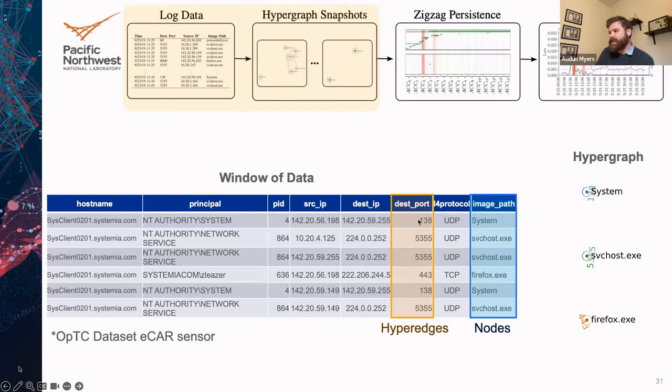Destination port 138 is paired with system, and then paired with system again, so it's just a single hyperedge of 138 paired with just system. Same for 5355 and SVC host, and 443 and the Firefox executable. So you can see it's a really simple hypergraph, but this is how it's formed. And when you use more data, they have more unique structure.